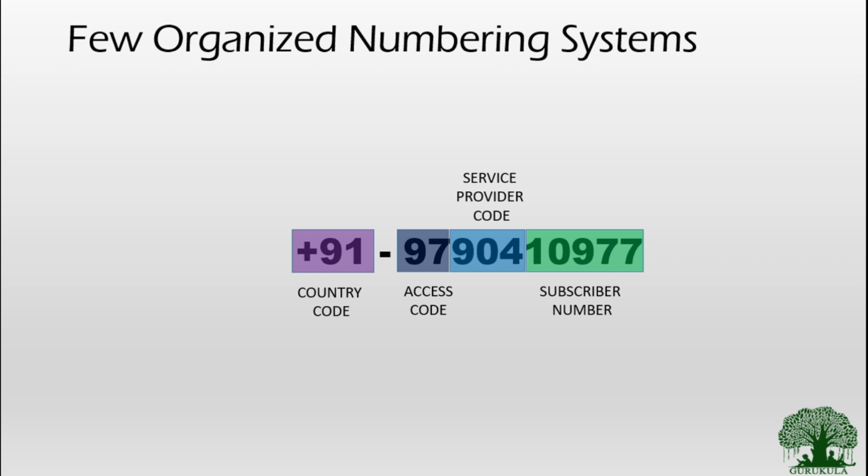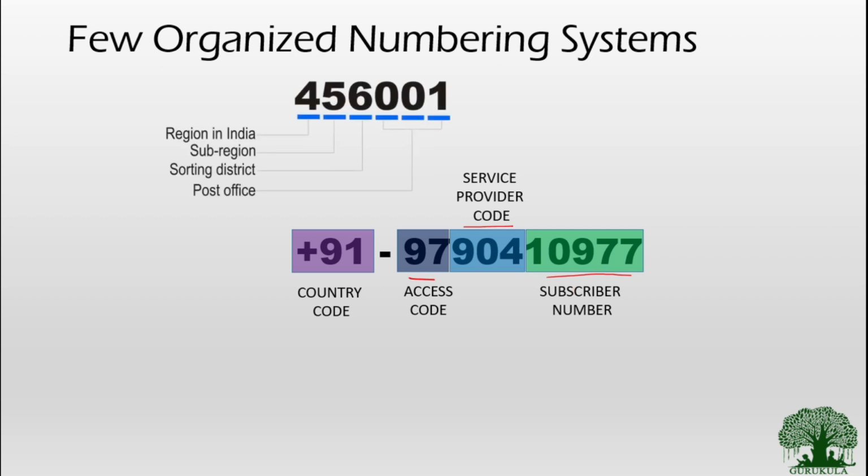Let us take for an example a few number systems which we already find organized. Here is an example of a telephone number, and you can see that each and every bit or group of bits has different representations. The first digits, +91, represent the country code, and 97 represents the access code, and the next three digits, 904, represent the service provider, and the last 5 digits represent the subscriber number. Similarly, when you take another example such as a pin code or zip code, you can see each and every bit will have its own functionality.